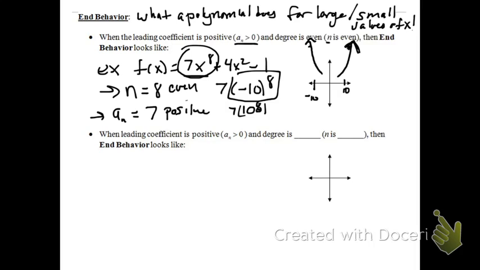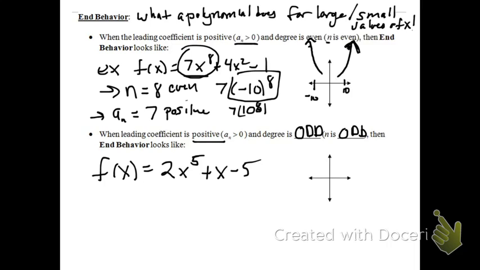When the leading coefficient is positive still, so we still have a positive leading coefficient, but now the degree is going to be odd. So n is odd. Then the end behavior is going to be a little different. Let's get an example and we'll analyze it a little bit. Let's look at f of x equals, I don't know, let's do 2x to the 5th plus x minus 5. Here my degree n, my highest exponent I see is 5, which is odd, right? That fits what we're saying. My leading coefficient a sub n is 2, which is positive.